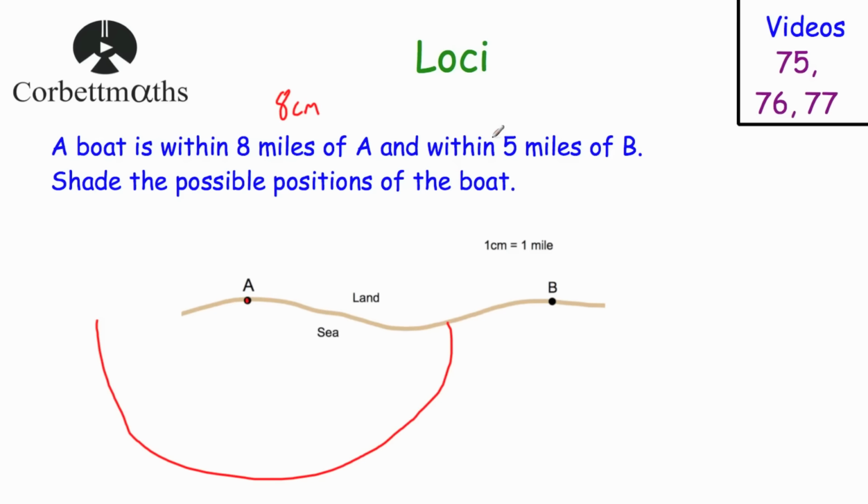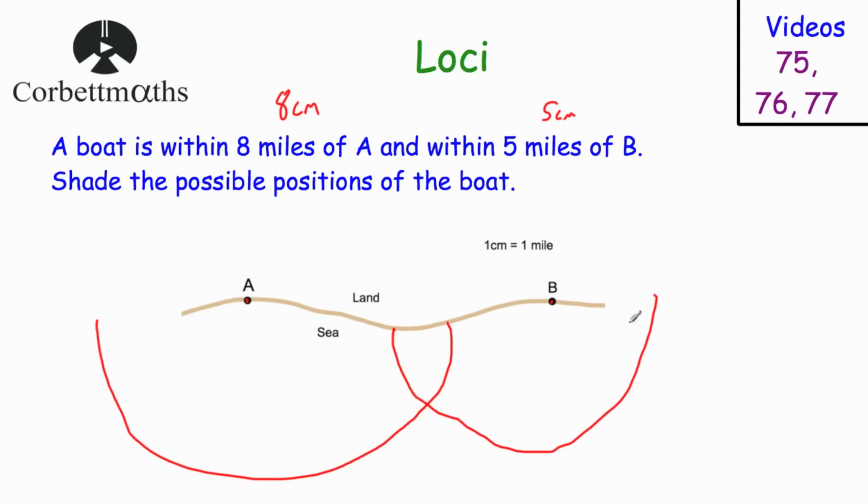Okay, next, we're now told that the boat is within 5 miles of B. So within 5 miles of B, and that's 5 centimeters. We'd get our compass, we'd measure it, so the distance between the point and the pencil is 5 centimeters, and we'd put the point here, and it would be over here somewhere. So we'd put the pencil where the sea and the land meet, and we'd draw another circle. And this circle's a bit smaller, it's only got a radius of 5 centimeters this time, and it would look something like that. And again, sorry, excuse my diagram.